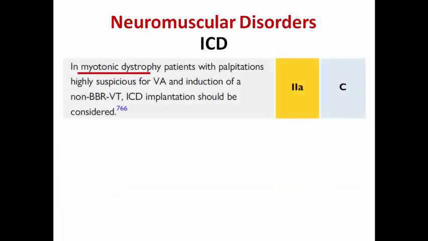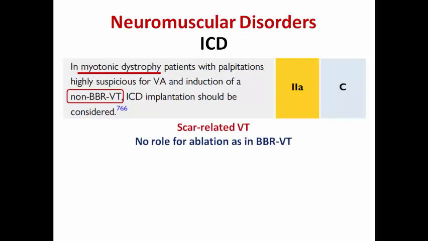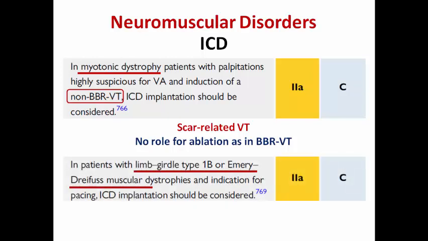And if the patient is having palpitation highly suspicious for ventricular arrhythmia, and during the EP study had induction of non-bundle branch reentrant VT, ICD is still indicated because here it is a scar-related VT and there is no role for ablation. And in patients with limb-girdle type 1B or Emery-Dreifuss muscular dystrophy who have an indication for pacing, ICD implantation should be considered due to the high risk for ventricular arrhythmias.